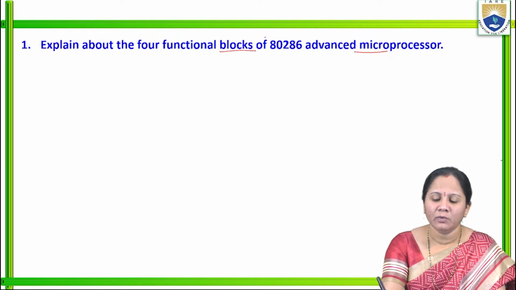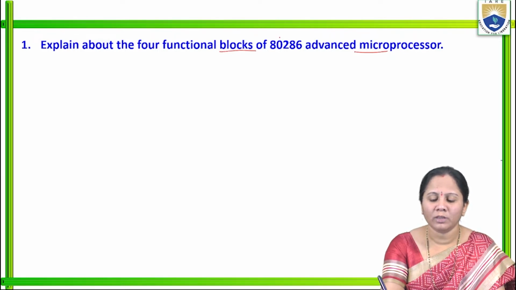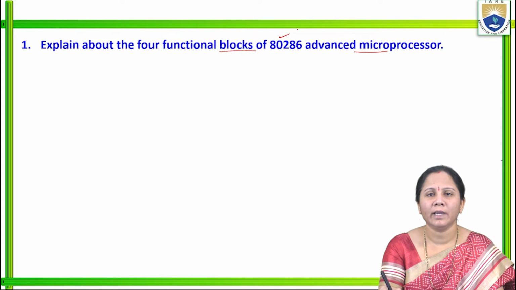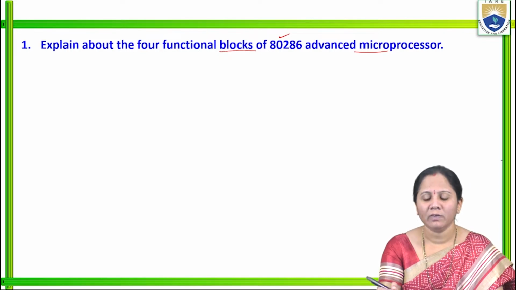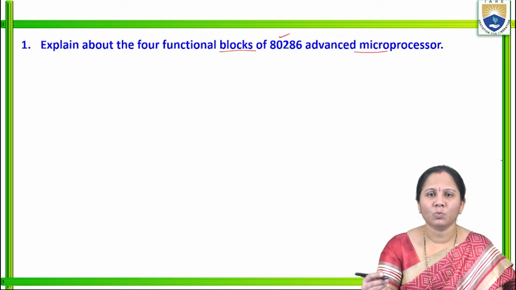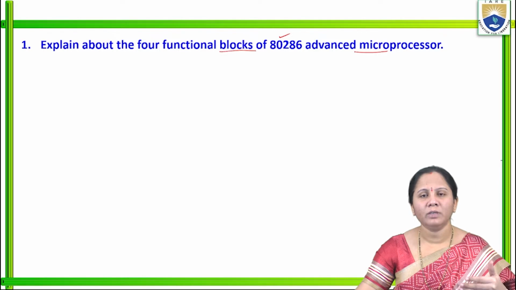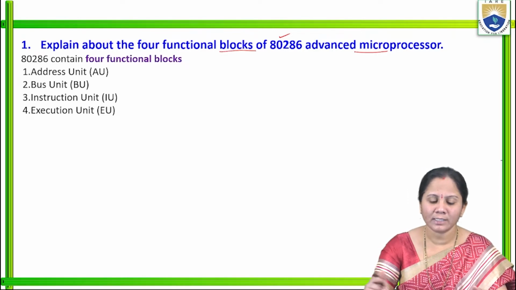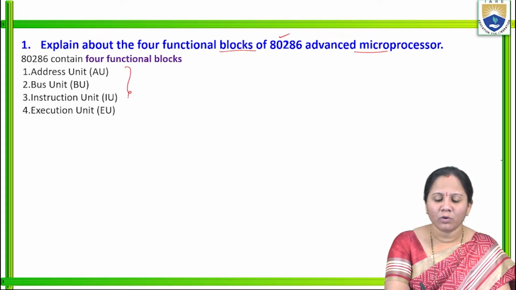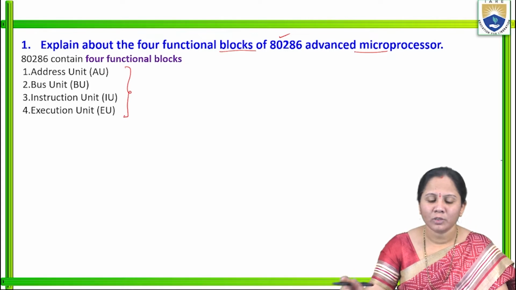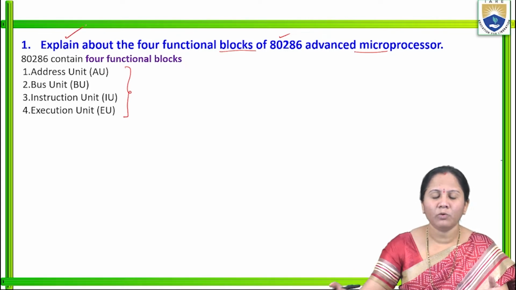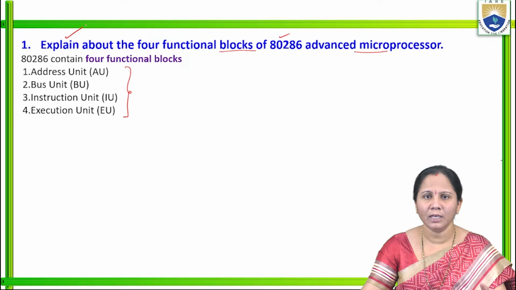So here first we should know what are the different blocks that are present in 80286, and then we have to explain about each block, that is what is the function performed by each block. So 80286 consists of these 4 functional units, and we have to explain about all these 4 functional units.